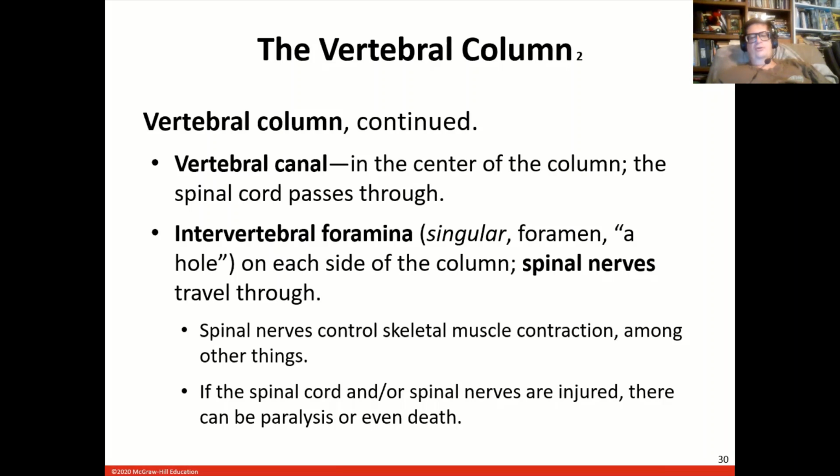Spinal nerves control your skeletal muscles, whether they can contract or not. If you damage the spinal cord or the spinal nerves, you could have paralysis, you could have death. One way that could happen is if you paralyze the diaphragm and then you can't breathe. If you destroy the nerves that cause the breathing, cause the diaphragm to move.